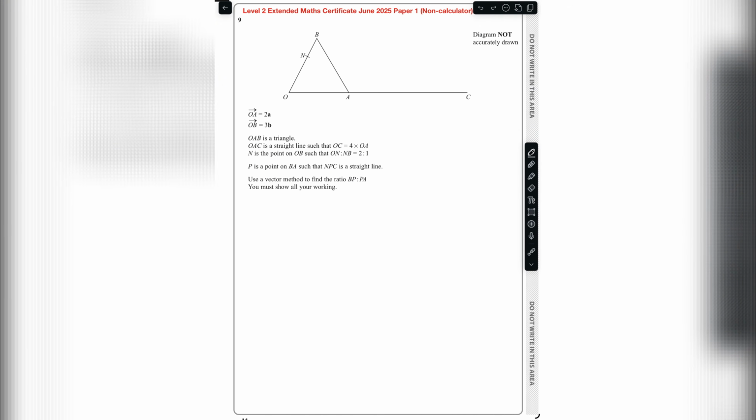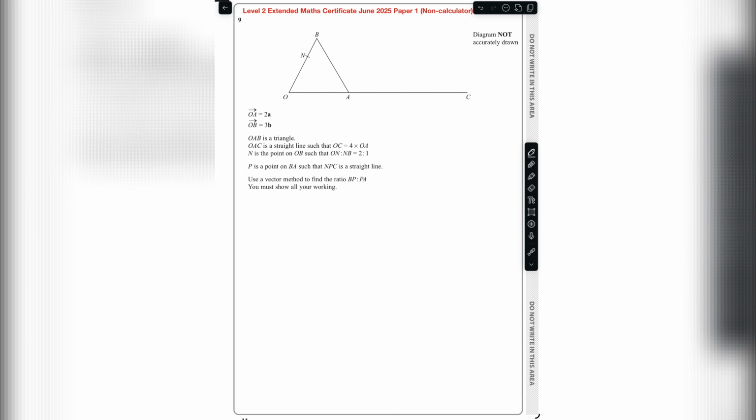In the final question for today's video, we are given a diagram and the vector OA equals 2a and the vector OB equals 3b. OAB is a triangle, OAC is a straight line such that OC equals 4 times OA, N is the point on OB such that the ratio of ON to NB equals 2:1. P is a point on BA such that NPC is a straight line. Use a vector method to find the ratio of BP to PA. You must show all your work.